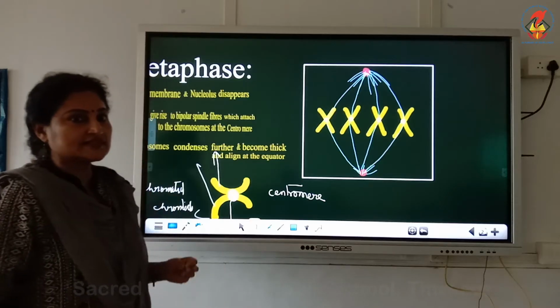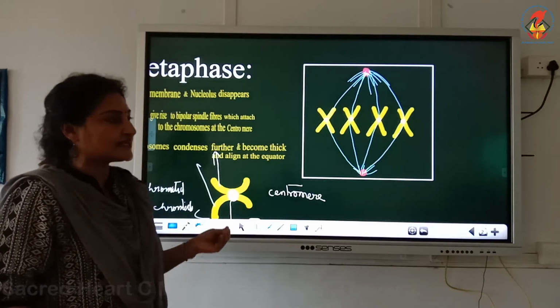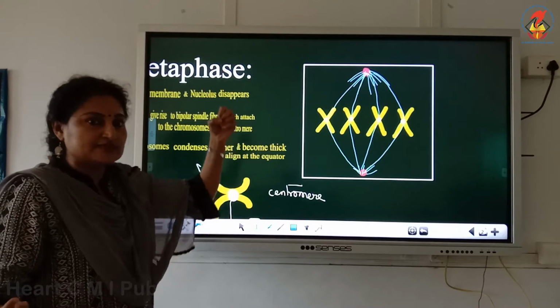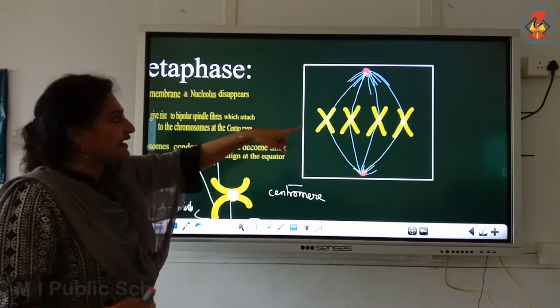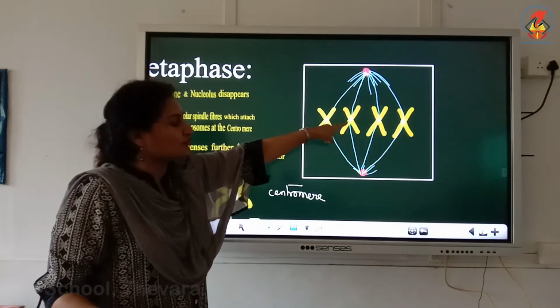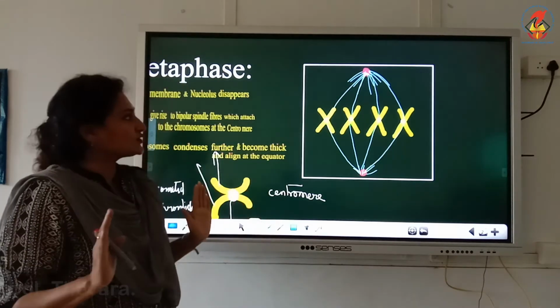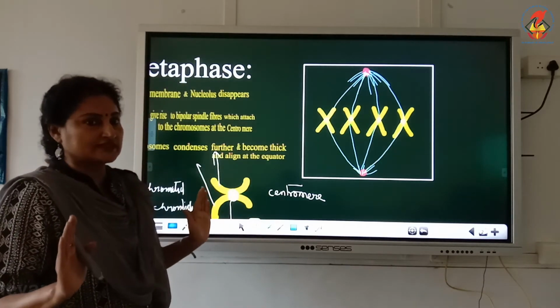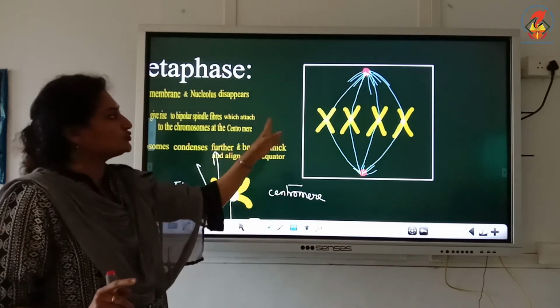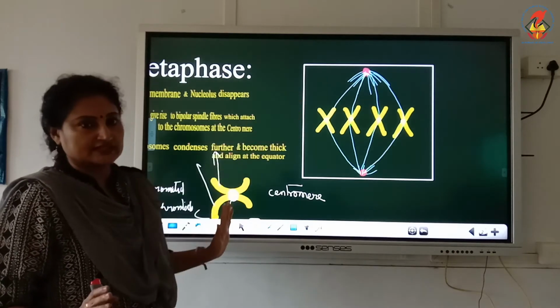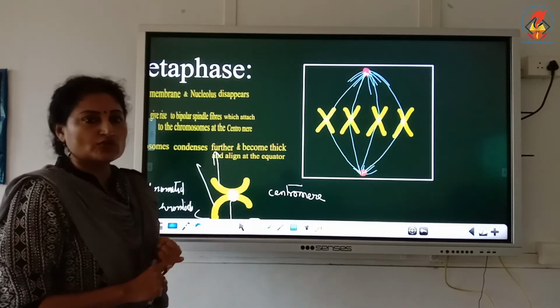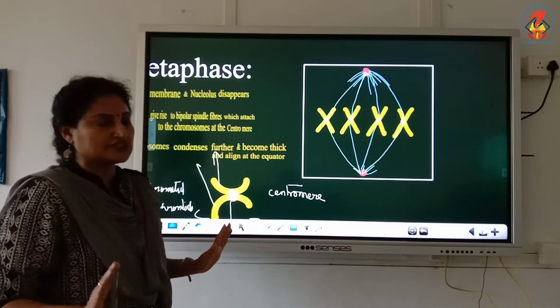So, once again the centrioles which are at the poles, they send out spindle fibers, and these spindle fibers grow and attach to the centromere of each chromosome. Okay. So, this is the structure of metaphase. Clear? Only 2 events, and so only 2 structures you have to indicate in your diagram. Need not draw nuclear membrane or nucleolus because they have totally disappeared.